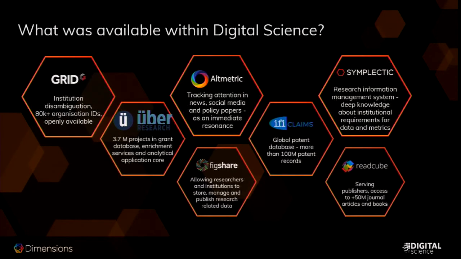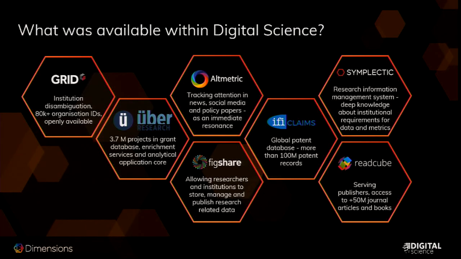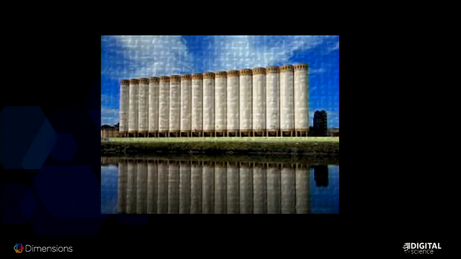So to do this, we looked at what we had available within Digital Science. So we used data, again, from Übersresearch, as I mentioned, Altmetric, Symplectic, IFI Claims, Figshare, ReadCube, and Grid. And Grid, if you want to access it, it's grid.ac. It's a public disambiguation database for institutions. So that's how we've used that database to disambiguate institutions within the database.